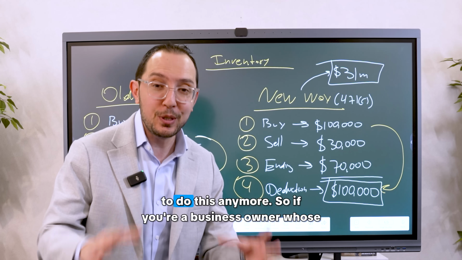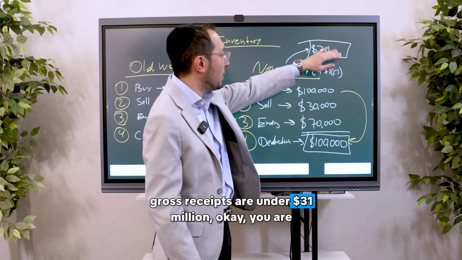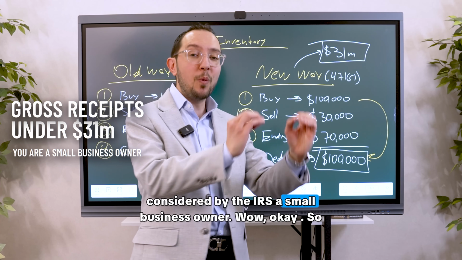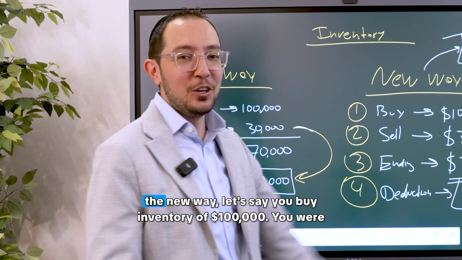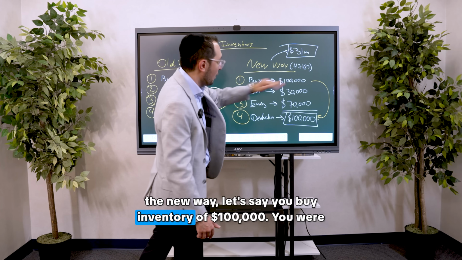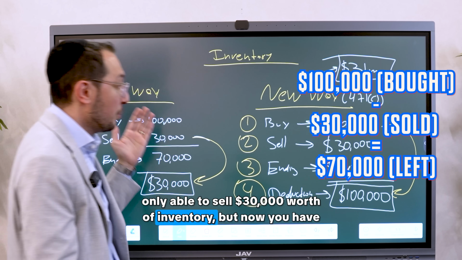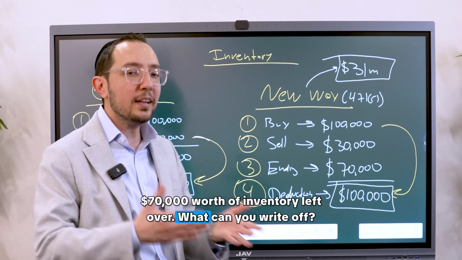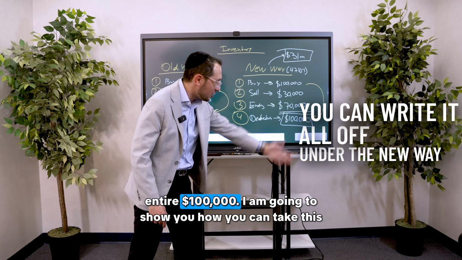You don't need to do this anymore. So if you're a business owner whose gross receipts are under $31 million, okay, you are considered by the IRS a small business owner. Wow, okay. So the new way, let's say you buy inventory of $100,000. You were only able to sell $30,000 worth of inventory, but now you have $70,000 worth of inventory left over. What can you write off? Well, the answer is under the new way, you can write off the entire $100,000.